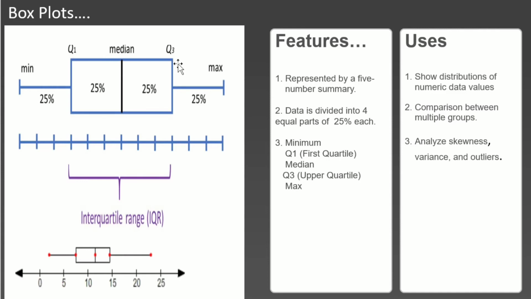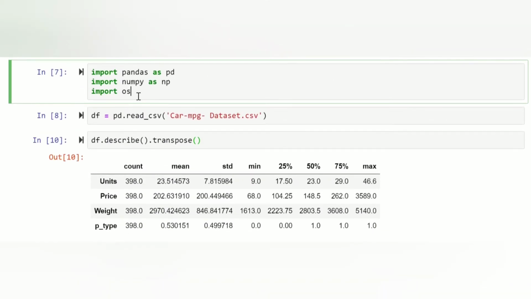Now, what is the usage of a box plot, which is the main intent of this video? A box plot is basically used, as I've also written here, to show the distribution of numeric values. They're also used to compare between multiple groups. They're used to analyze skewness, variance, and outliers. We will be discussing all these things mathematically, so you will be able to get these things very clearly. Let's try to see these things mathematically.